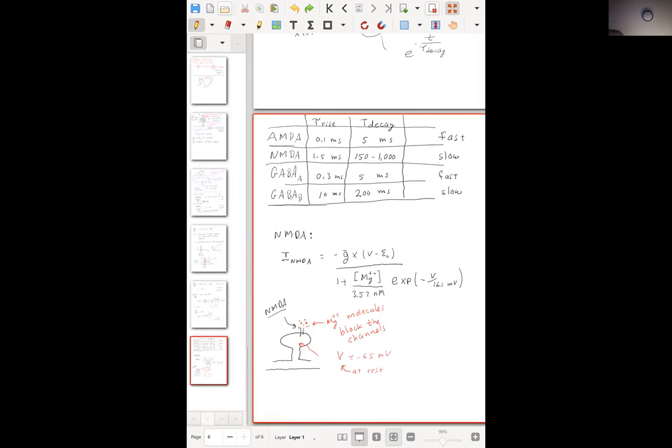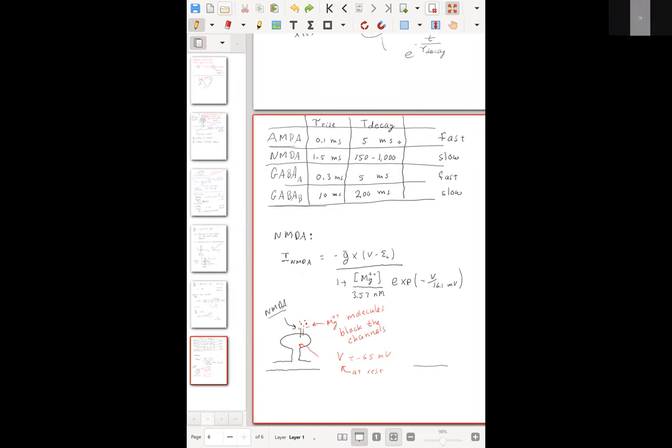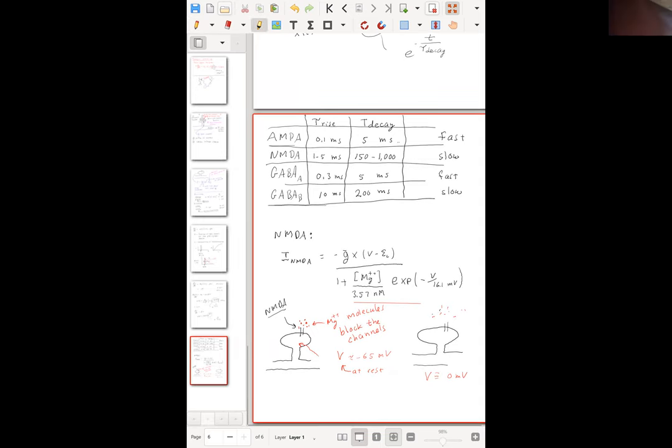So this is the picture when the voltage is at minus 65. If the voltage were higher, you still have these magnesium molecules and they're pushed away. Okay, they no longer block. This is V, let's say, equals around 0 millivolts. And you can see from this term, when V is negative, this term here is very large, and that makes the NMDA current small. When V is around zero, this term isn't so big, so V is zero, this term is one. And so the NMDA current is reduced a little bit, but it's not completely killed.